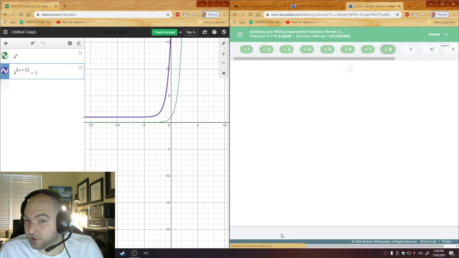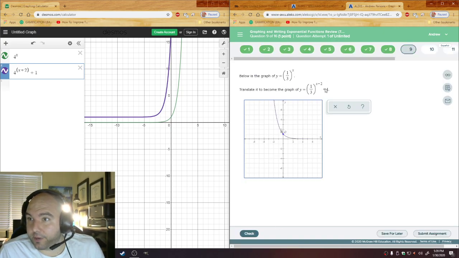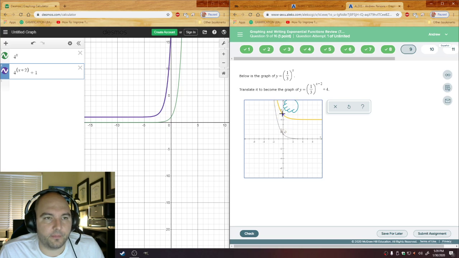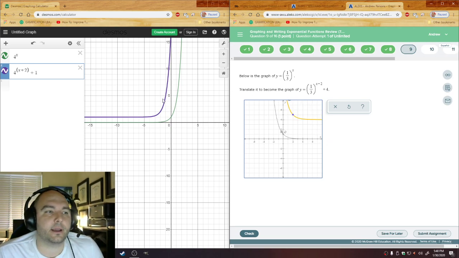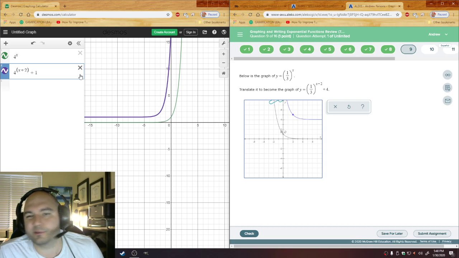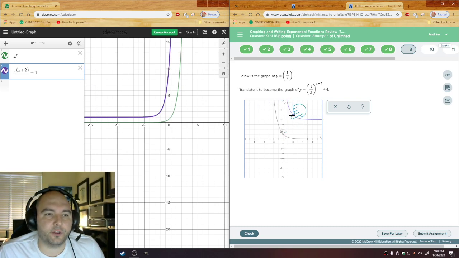Okay, there's going to be more of these, so let's keep them going. On this next one, we got a plus 4 down here at the end. So that moves the whole thing up 4. And this minus 2 moves it right 2. I didn't even have to graph it to know what's going to happen. That's the goal. Can you graph it without even having to use a graphing utility? Yeah, totally. Be careful though.